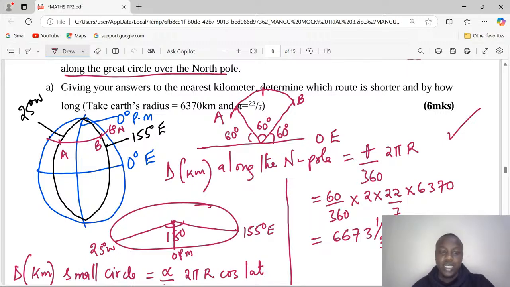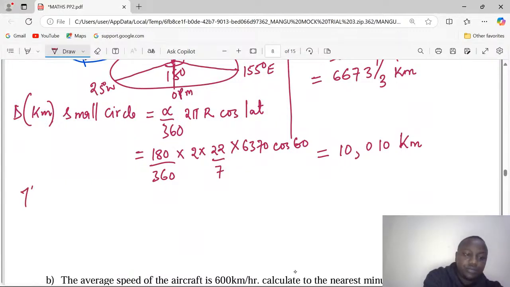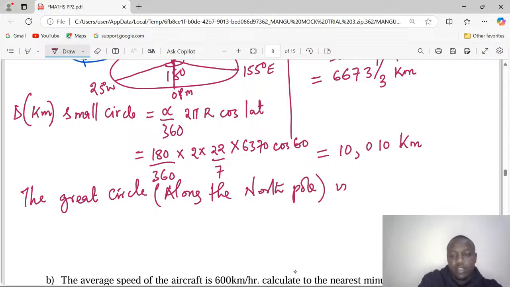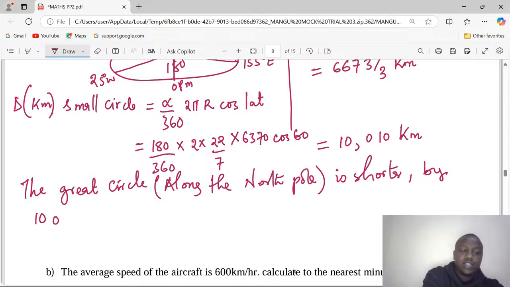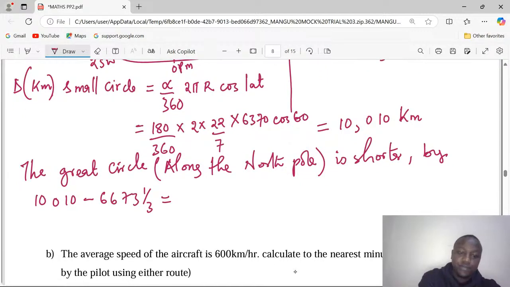Remember, the main question here is to determine which route is shorter and by how long. So the great circle, that is along the North Pole, is shorter by, we can check the difference in distance, 10,010 minus 6673 and a third. This is giving us a difference of 3336 and 2/3 kilometers.